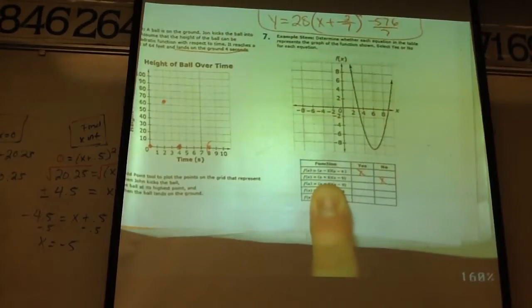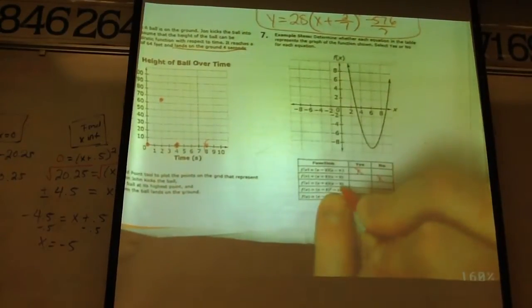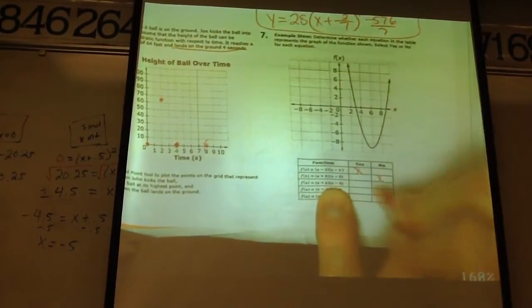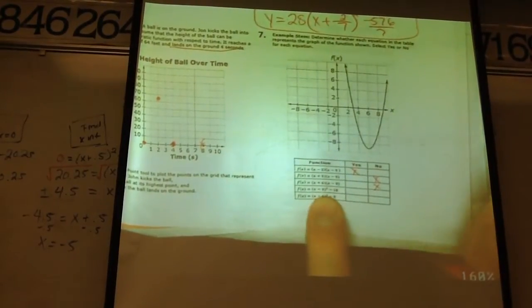How to get the x-intercept? Get there, that's all this is. Positive 9 and negative 6? I don't think so. Ooh, how about that one?